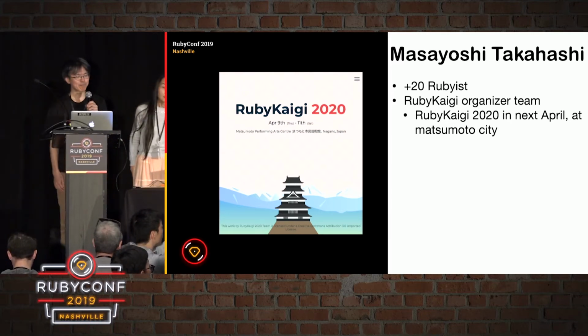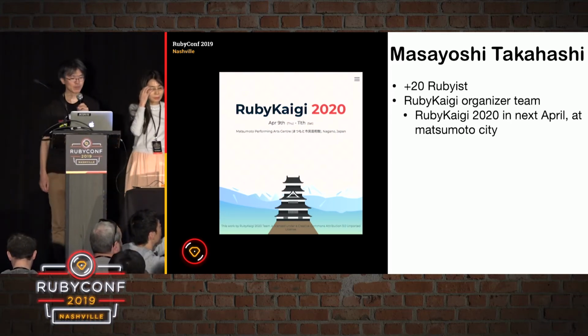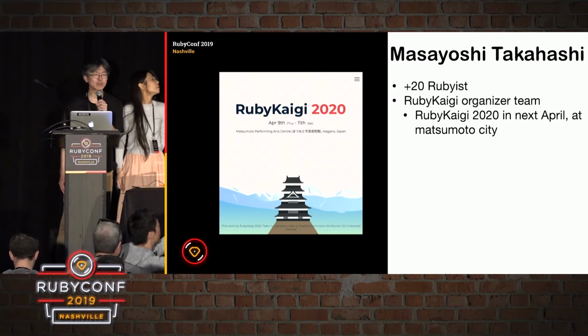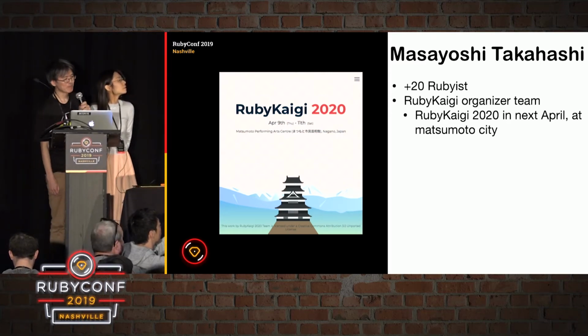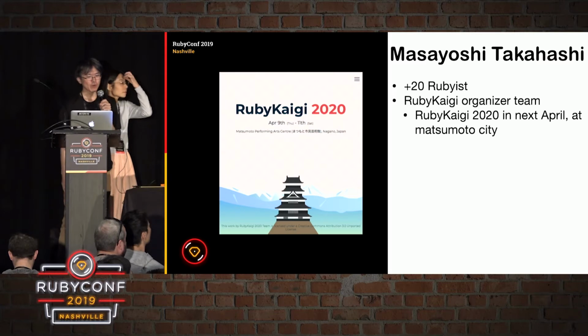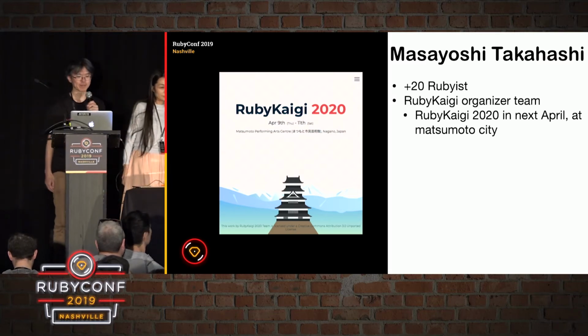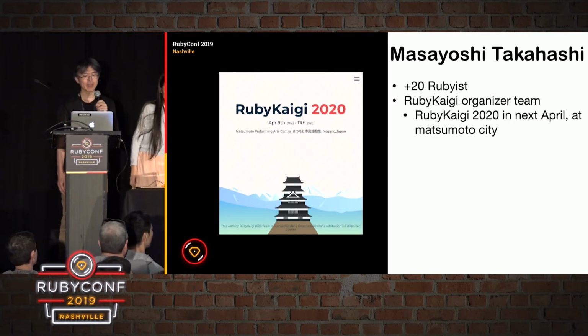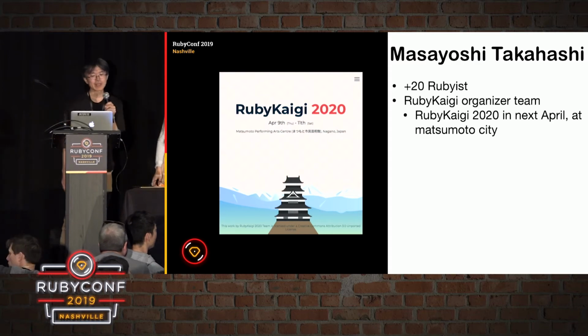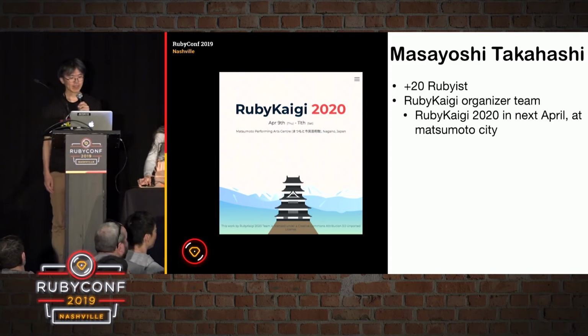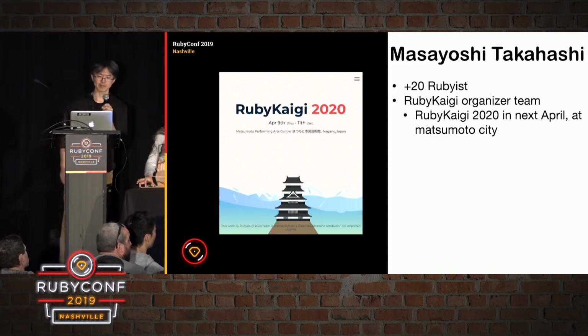And I'm Masayoshi Takahashi. I've used Ruby for 20 years, but almost used CRuby, not mruby. In addition, I'm one of the organizers of RubyConf in Japan. And the next RubyConf will be held in Matsumoto City in next April. Please come and enjoy.